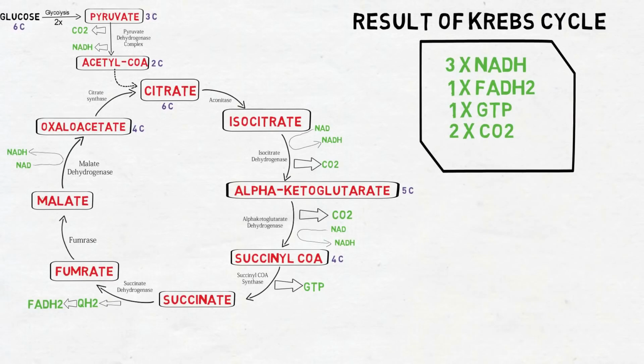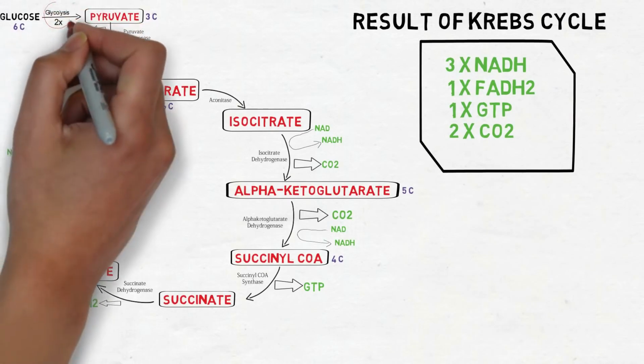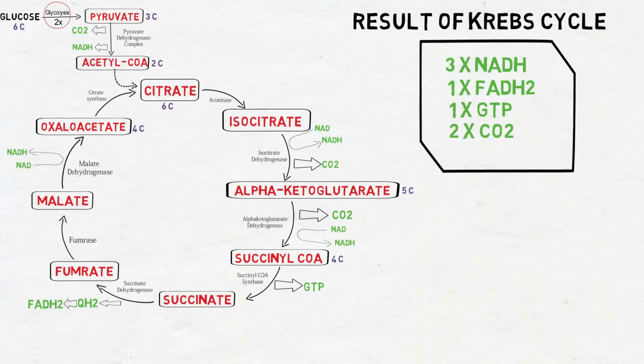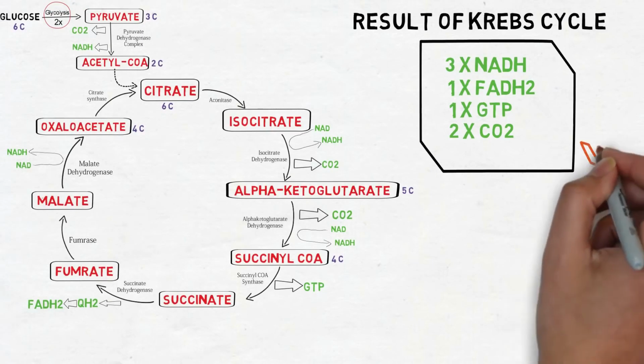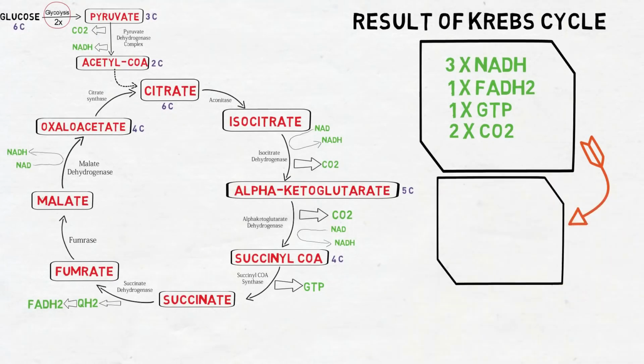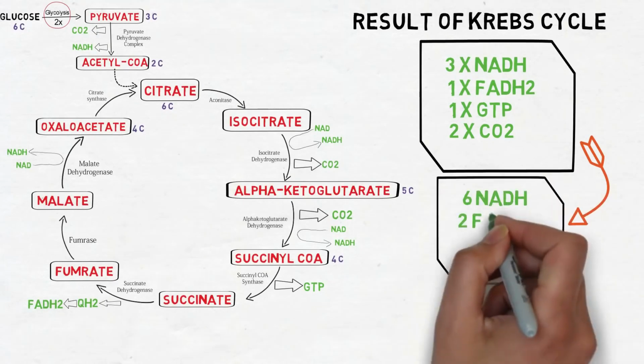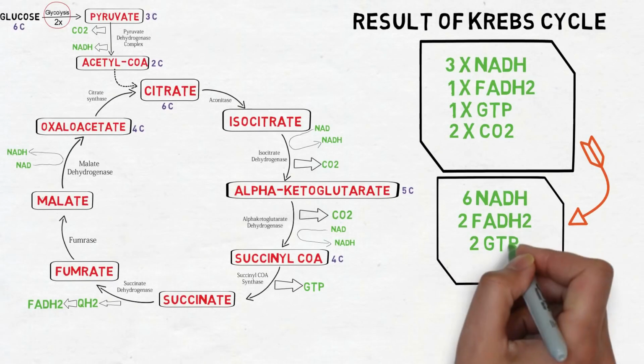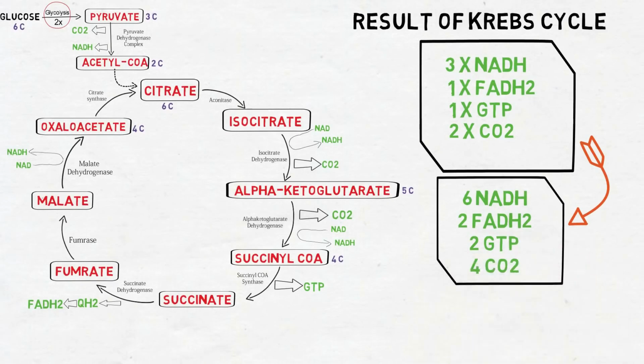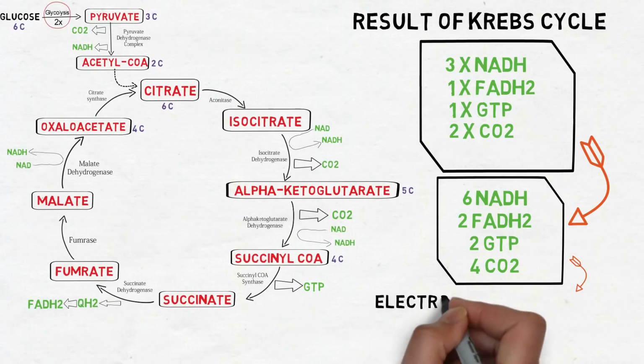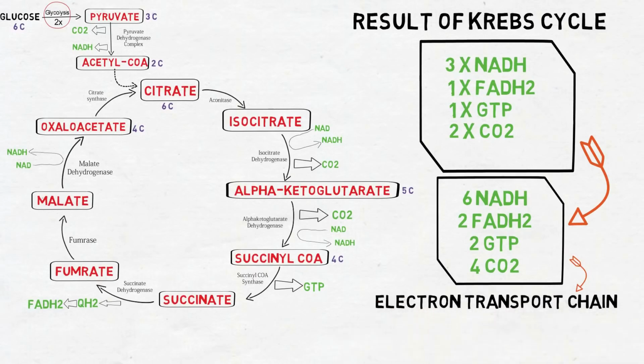Now since glucose is split into 2 pyruvate compounds, for each molecule of glucose, this cycle runs twice. Hence the products formed are 6 NADH, 2 FADH2, 2 GTP, and 4 carbon dioxide. All the NADH and FADH2 are next fed to the electron transport chain for the generation of ATP. So this was a short description of the Krebs cycle.